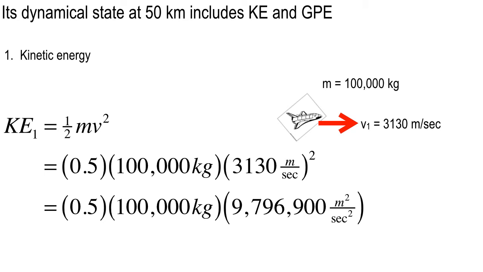Now, 9,796,900, that's 9.7969 times 10 to the 6. And then 100,000 is 10 to the 5. All right? And so you got a whole lot of powers of 10 here. But in the end, it's going to come out to this: 489.8 times 10 to the 9.